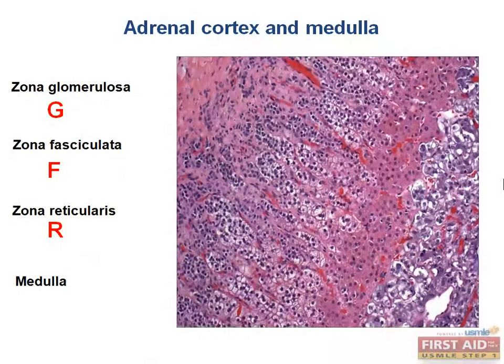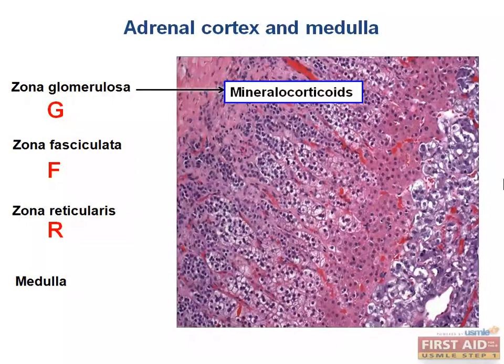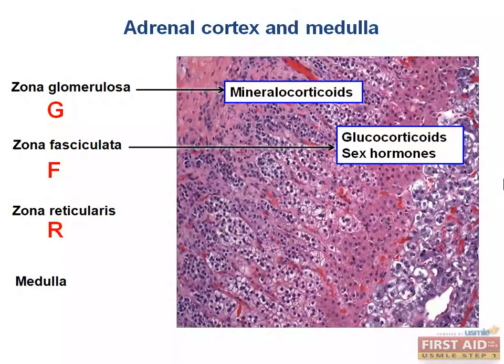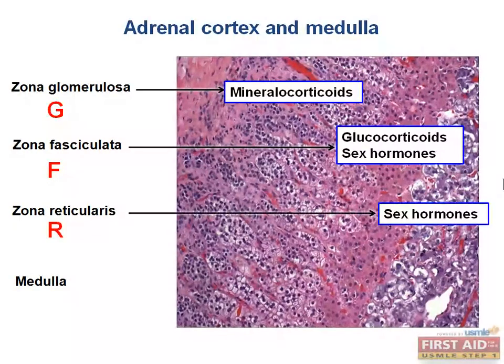Now that we've identified the different zones, do you know what is made in each one? The zona glomerulosa secretes mineralocorticoids in response to stimulation by the circulating angiotensin II. The middle layer of the adrenal cortex is the zona fasciculata, which releases glucocorticoids and sex hormones after being stimulated by circulating adrenocorticotropic hormone, or ACTH. That same molecule, ACTH, also stimulates the zona reticularis to secrete sex hormones.